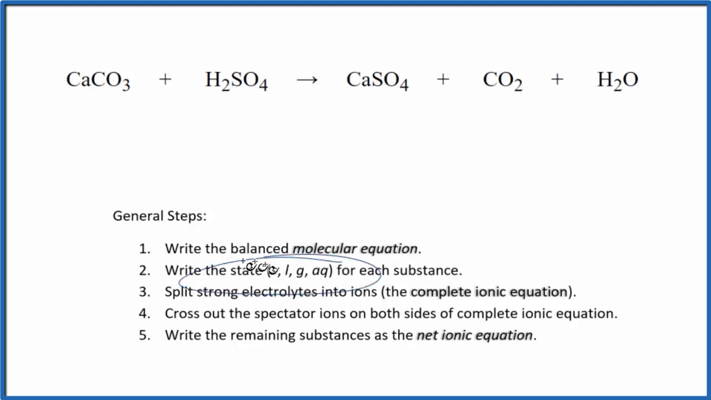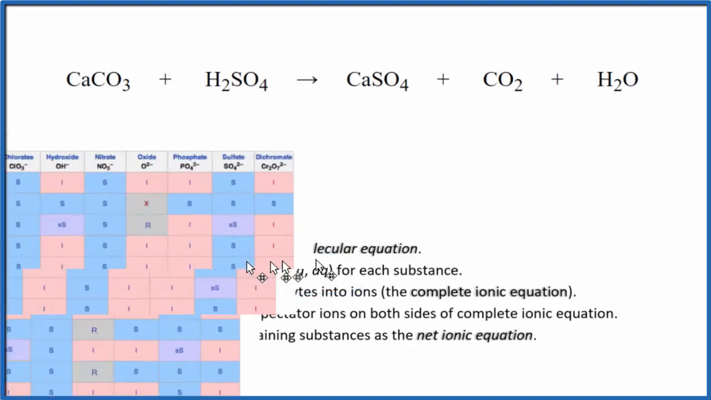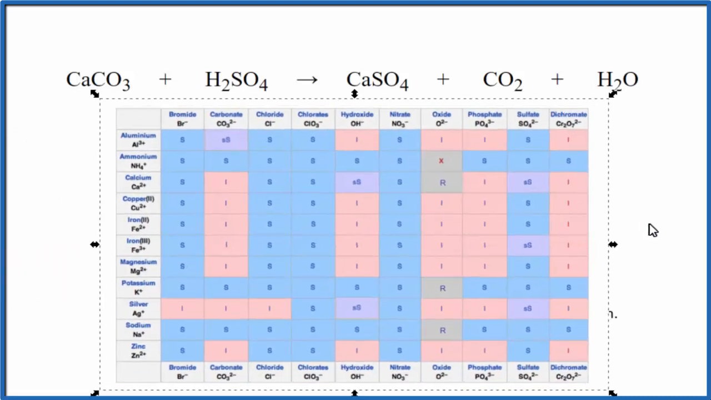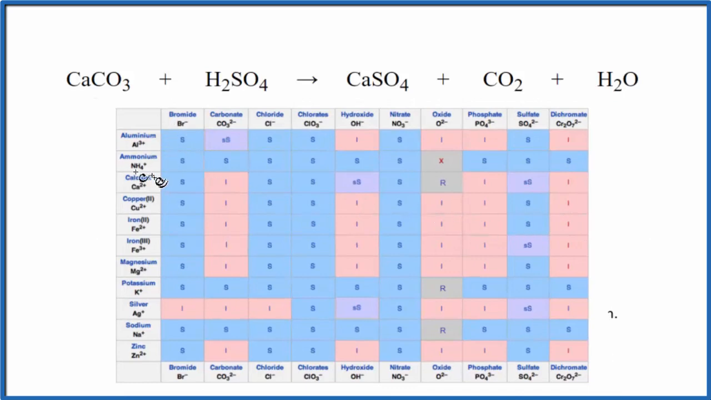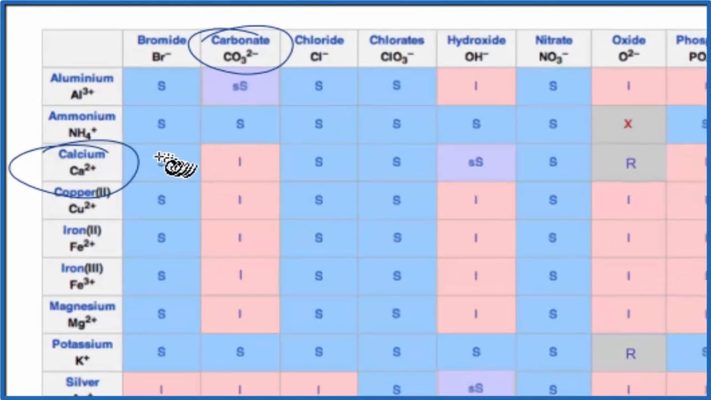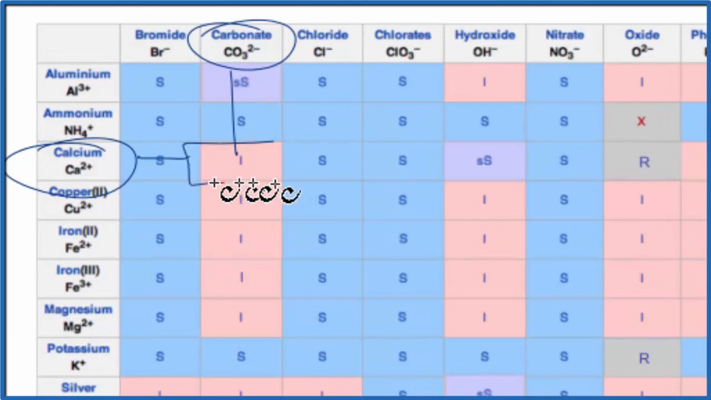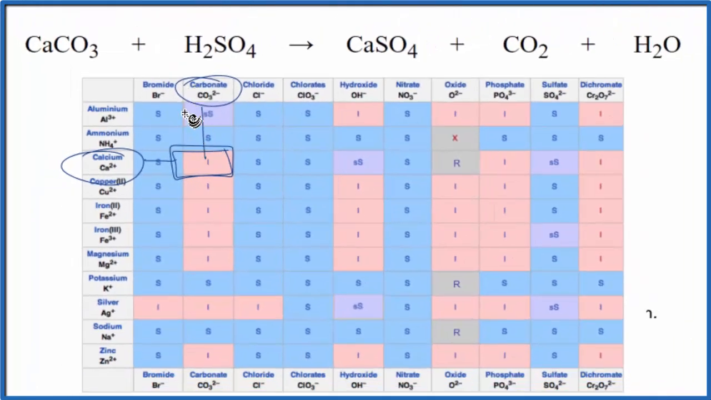Next, we need to write the states for each substance. So if we look at a solubility table, we should check for calcium carbonate. Here's calcium, here's a carbonate. We go over and down. That I there means that it's insoluble. That means it's not going to dissolve, so we're going to write S, because it'll be a solid.